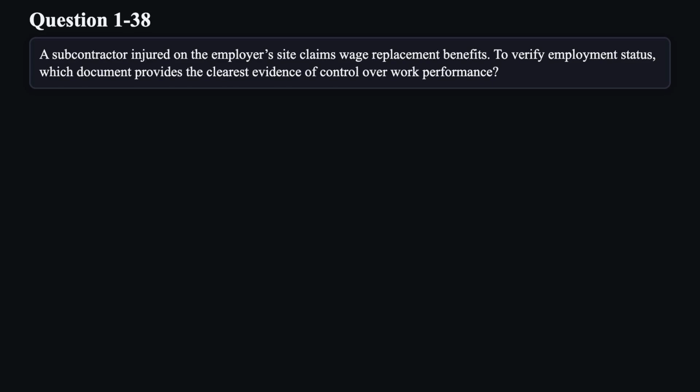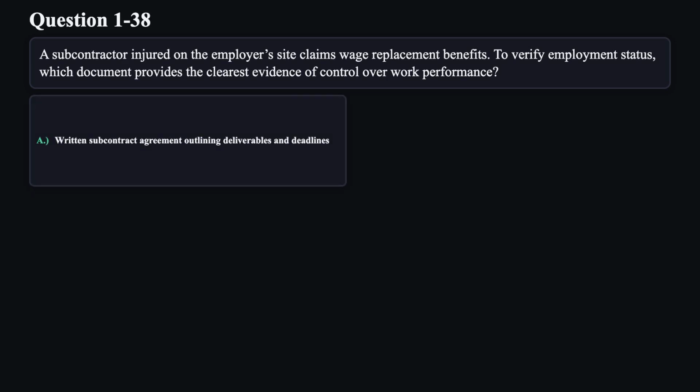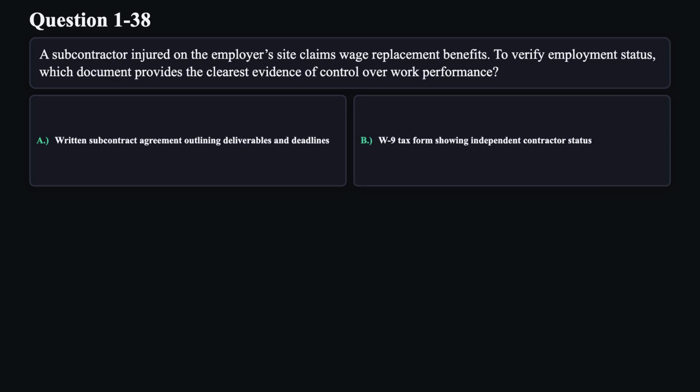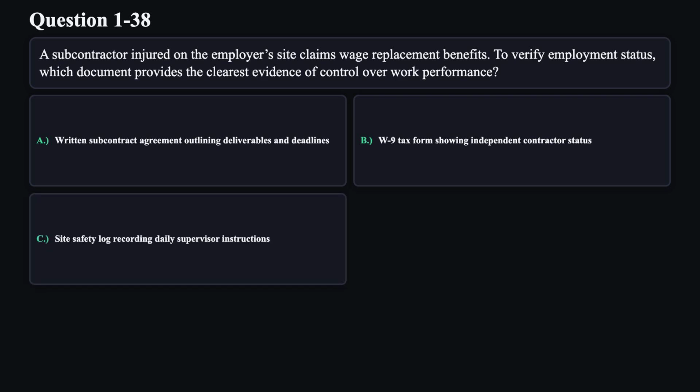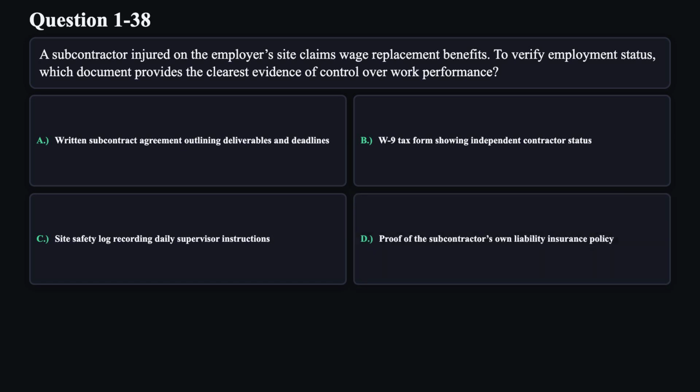Question 38. A subcontractor injured on the employer's site claims wage replacement benefits. To verify employment status, which document provides the clearest evidence of control over work performance? A. Written subcontract agreement outlining deliverables and deadlines. B. U-9 tax form showing independent contractor status. C. Site safety log recording daily supervisor instructions. D. Proof of the subcontractor's own liability insurance policy.